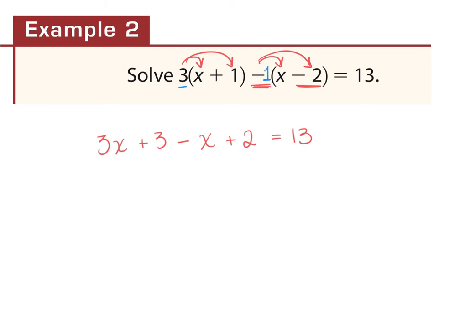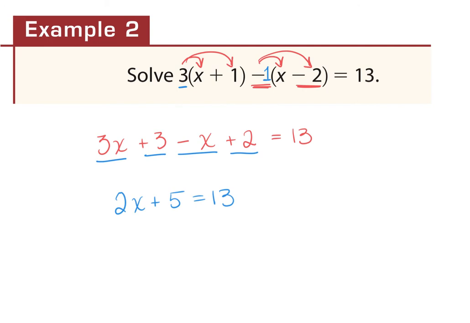Is that as simple as I can get it before I start solving? Why not? I have like terms, right? So I have a 3x and a negative 1x. How many x's do I have? 2x. I have 2 x's. I have a positive 3 and a positive 2, so I have a 5. Now, this is as simple as it can get before I actually solve.